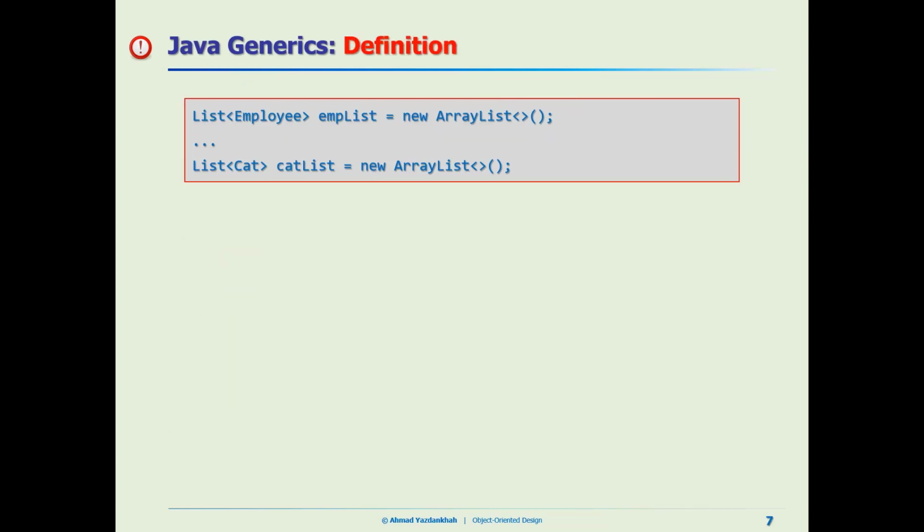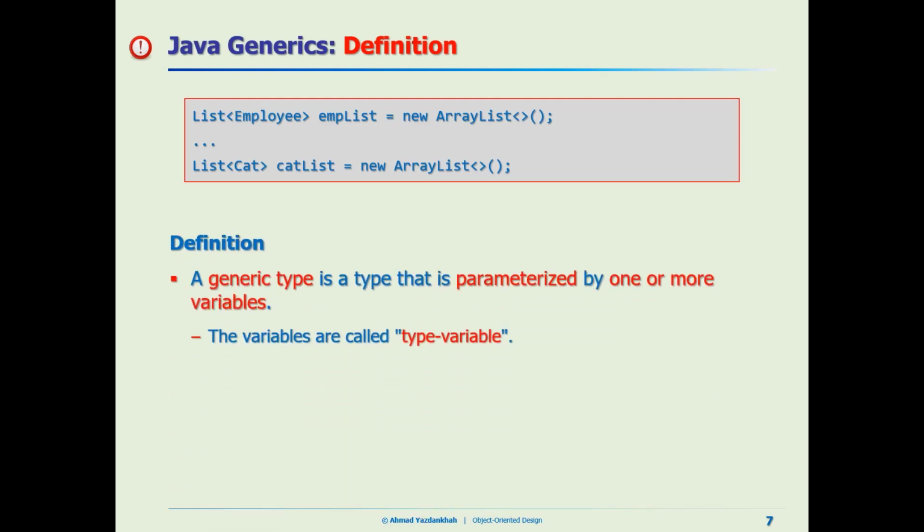Okay, so here is our official definition of Java generics. Java generics, or a generic type, is a type that is parameterized by one or more variables. Okay, so we can put a variable here, and these variables here are called type variables.